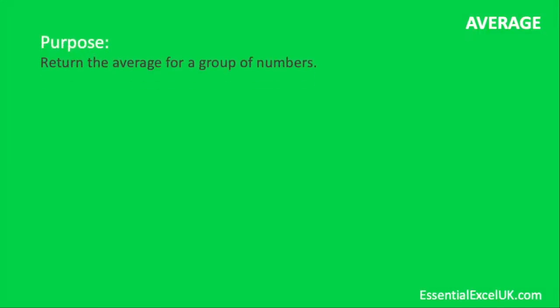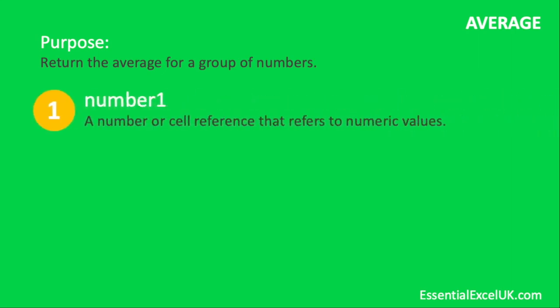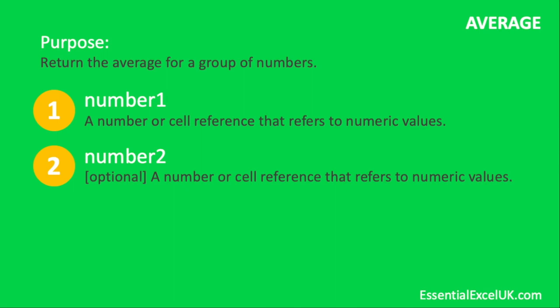So the first one we have is average. The purpose of average is to return the average for a group of numbers. It's not actually made up of three parts, it's made up of two parts. The first part is number one, a number or cell reference that refers to numeric values. The second and final part is number two. This is optional, and it's a number or cell reference that refers to numeric values. Then we have the function in its entirety in its format at the bottom of the page.